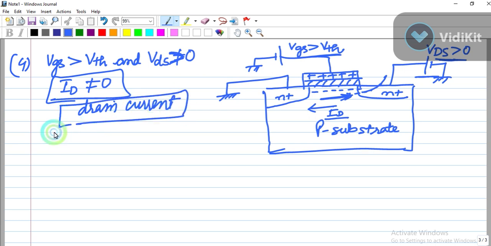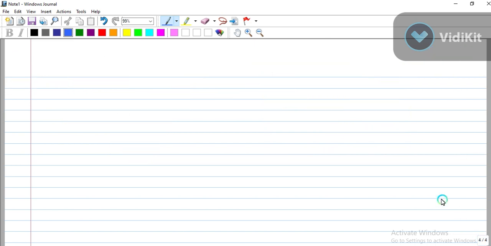So we saw three cases, and in all those cases the MOSFET was off. In this fourth case, the MOSFET is on. Okay, so this is the working of MOSFET. So let's go to the next page and to another concept.